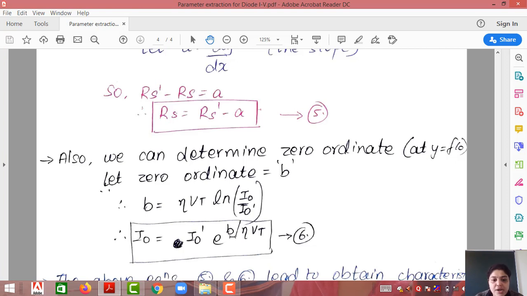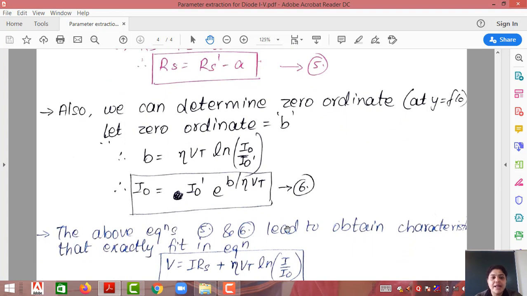Now b is the zero ordinate obtained from the graph. Generally the value of eta we take as 1. Vt is the thermal voltage which is already known, and I0 dash is the parameter which we have already assumed. So you can find the value of saturation current using this equation. Equations 5 and 6 lead to characteristics which exactly fit the equation V equal to I Rs plus eta Vt ln of I by I0 dash. This is how the parameters, saturation current and series resistance, which are important for a PN junction diode, are obtained. Hope the topic is clear.